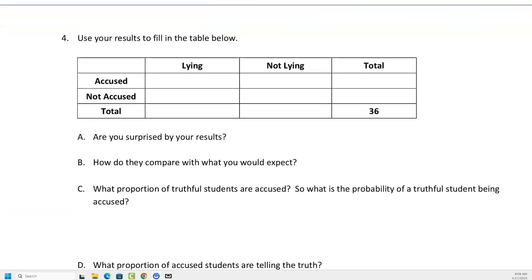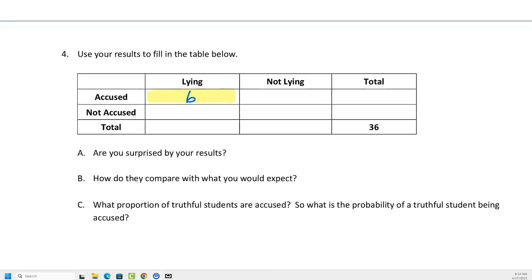So I'm going to come down here. Lying and accused is this box right here. And I'm going to write a 6 in there. That's way too big. Let's do this one. There we go.